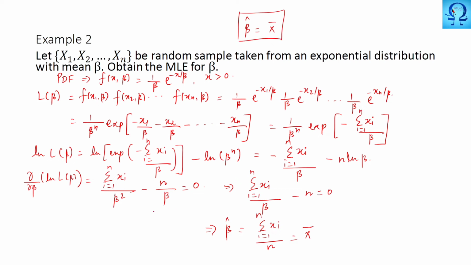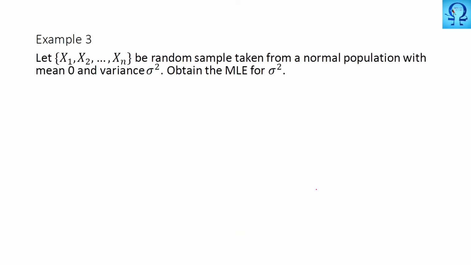Okay, here what we have done is that we have taken this 1 upon beta as a common quantity and we brought this beta to the other side since it is not 0. Okay, this does not affect too much and we are able to calculate the other values, right? And moving further, we have the next problem, that is a sample is taken from a normal population with mean 0 and variance sigma square. We need to obtain the MLE for the sigma square.